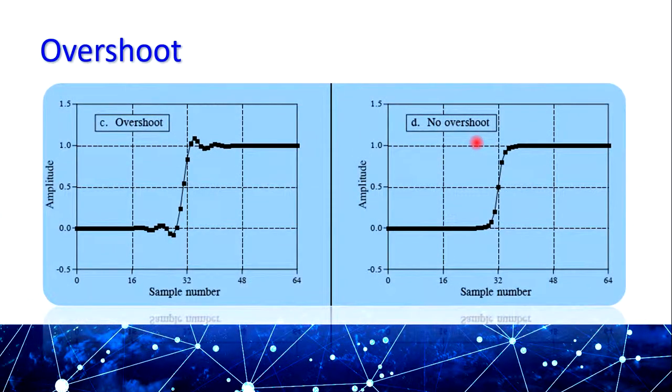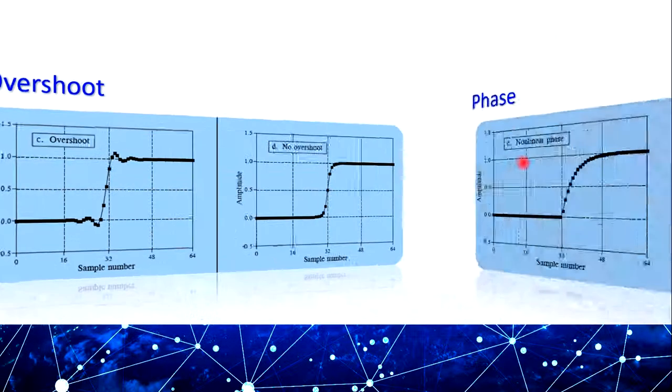The second thing that I talked about is overshoot. The first one has overshoot, as you can see there. So this filter will have poor performance as compared to the second one, that is with no overshoot. This is better than the first one.